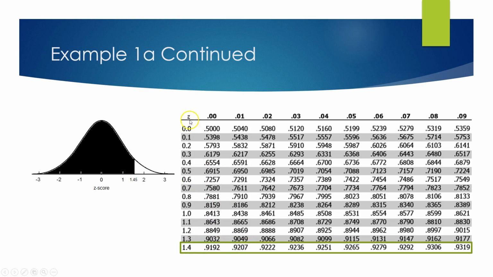The leftmost column has the ones and the tenths place, and the 5 is going to be the hundredths place, and that's along the top row. So the area to the left, which is what all of these areas represent in this table, is 0.9265. This makes sense. It definitely seems closer to 100% than it is to half. That's usually what I try to do: is it closer to 0, 50%, or 100%?